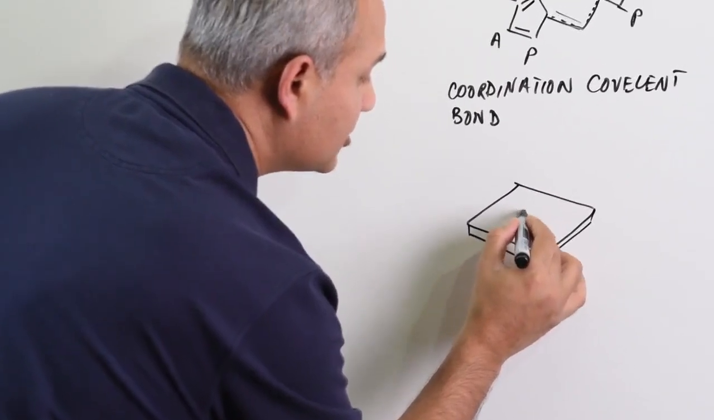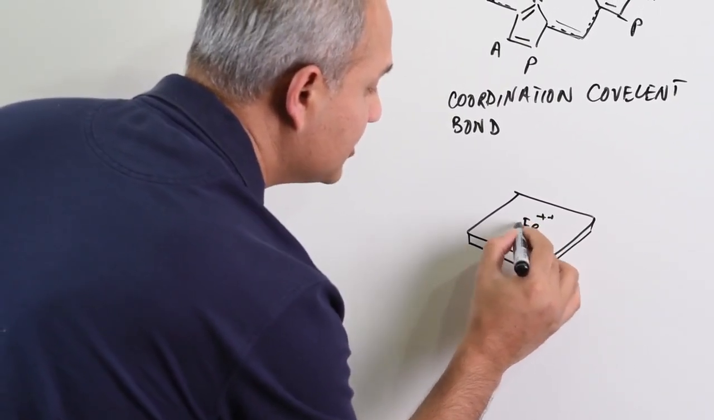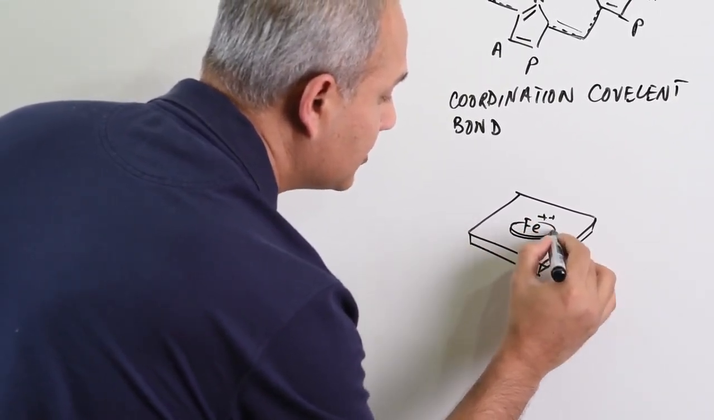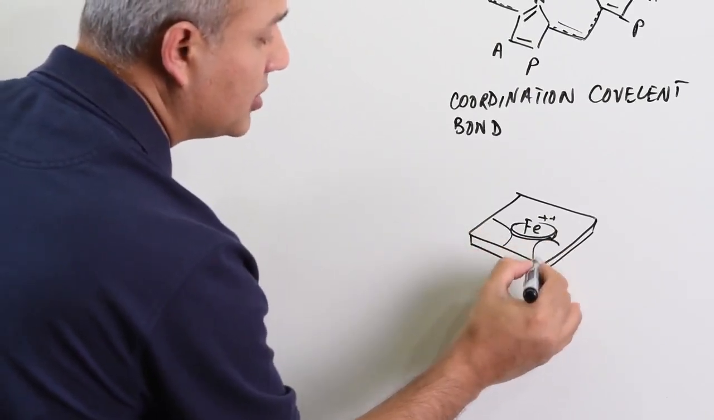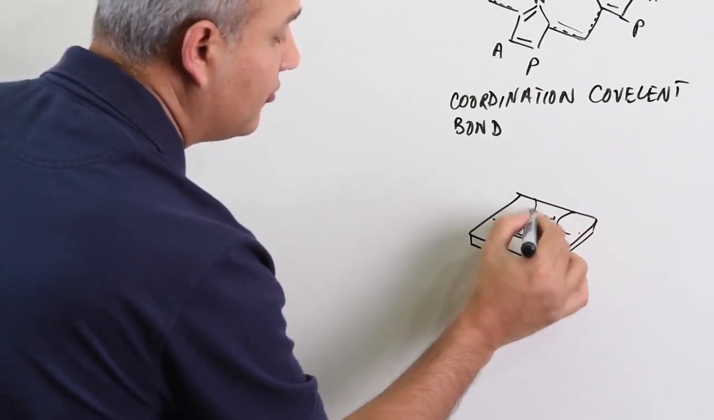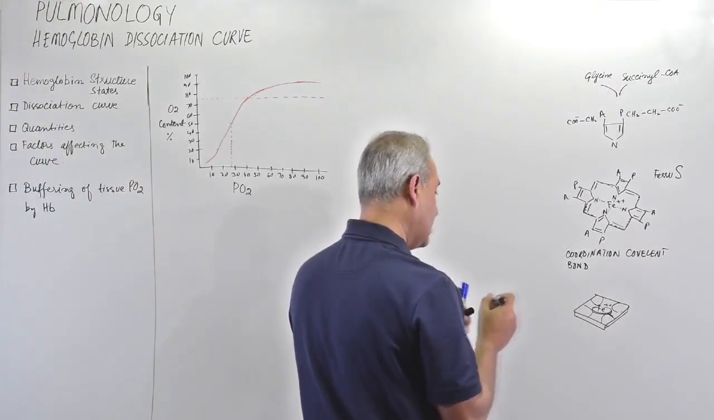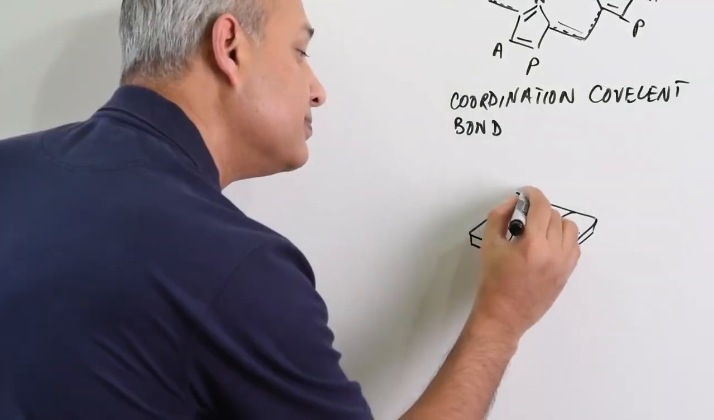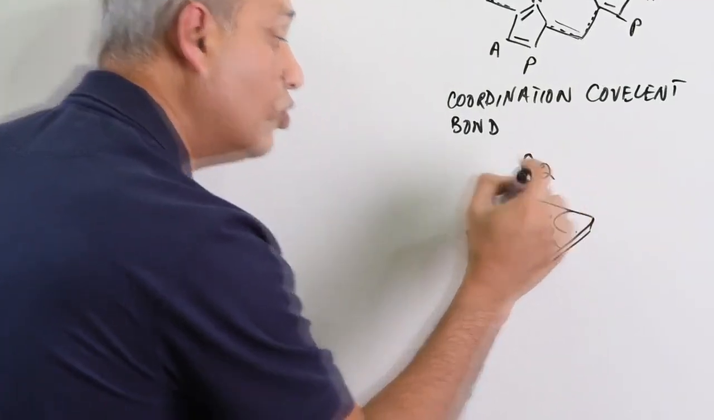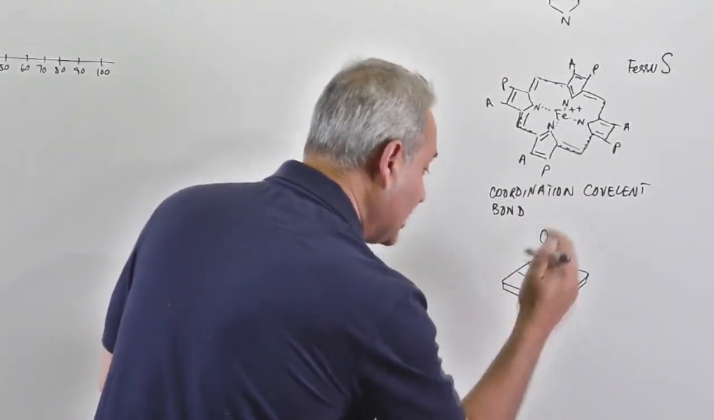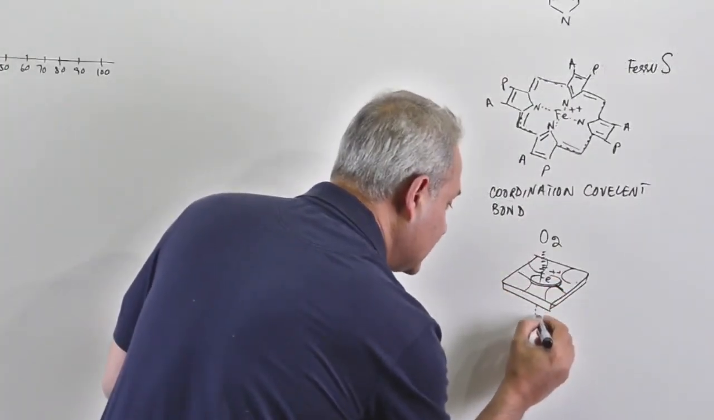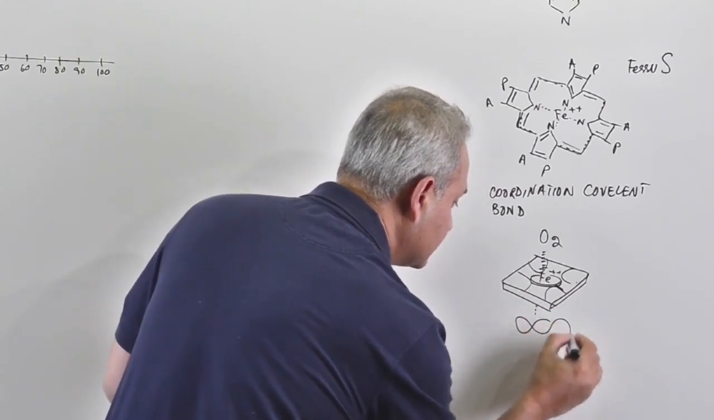In the center of the structure is sitting a ferrous disk, and these are the 4 pyrrole groups. Now above this is oxygen O2, an oxygen molecule, not an oxygen atom or ion, and below this is some protein.